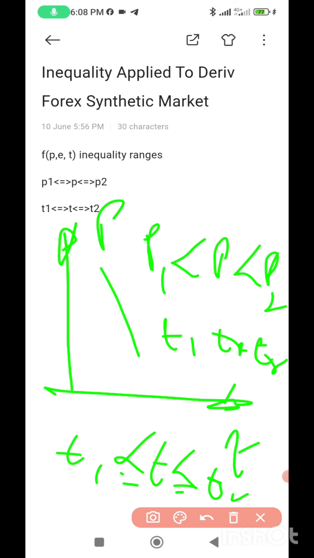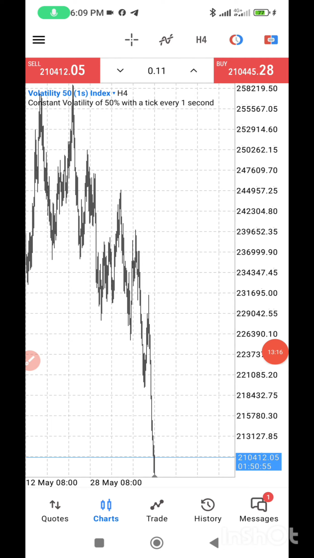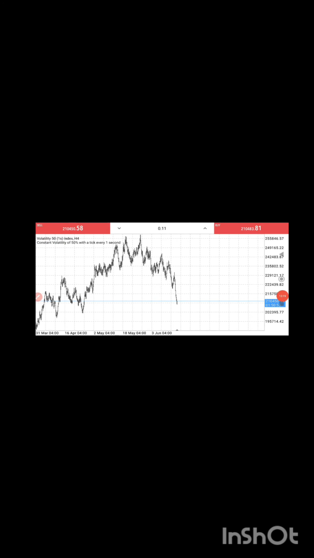So when you are trading, always pay attention to this concept of inequality. I'm going to go to a practical application of this. Right now this is the Volatility 51s index, right?